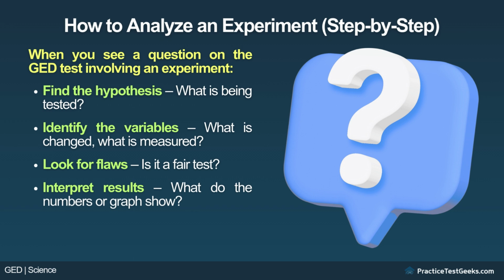Interpret the data. Look at tables, graphs, or charts and ask, what do the results actually show? Evaluate the conclusion. Finally, does the conclusion logically follow from the data? Is there any overreach or assumption? By using this step-by-step approach, you'll be ready to break down experimental questions accurately and confidently on the GED science test.